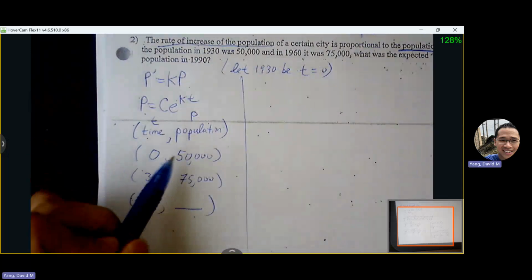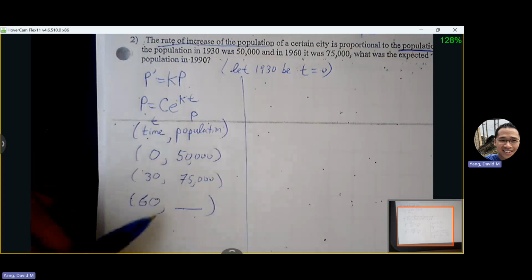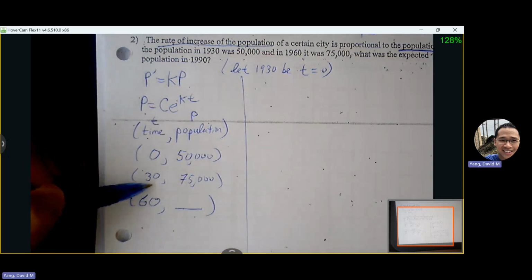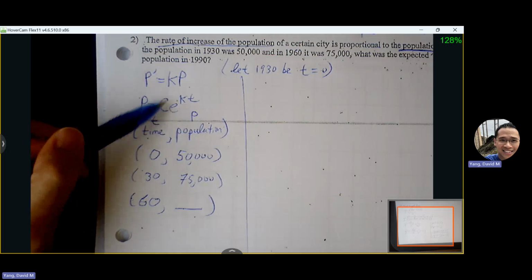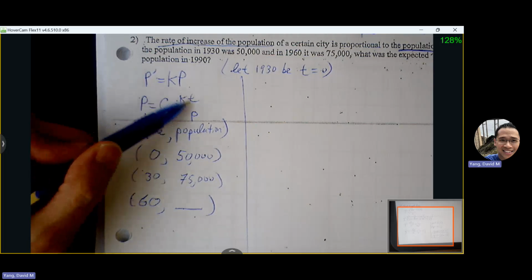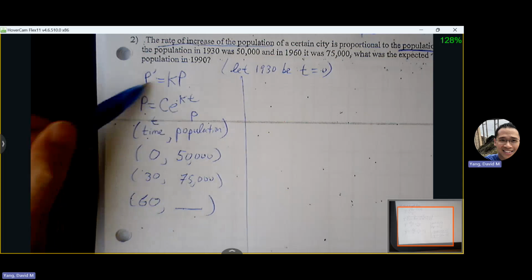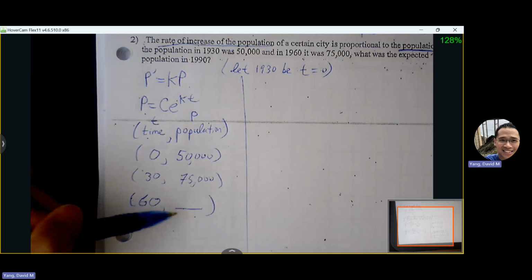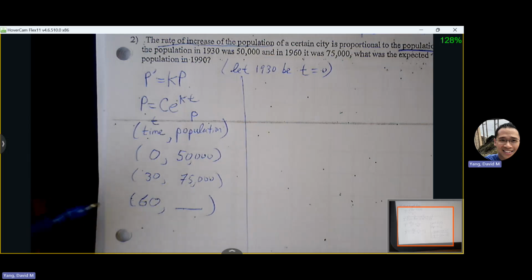So we're going to gather information one at a time. The reason that we need three ordered pairs is one ordered pair will help us solve for C. The second ordered pair will help us solve for K. And once we have a rule in place, a formula in place, we can use this to predict the population in any year. In this case, it'll be in 1990, which is 60 years after 1930.